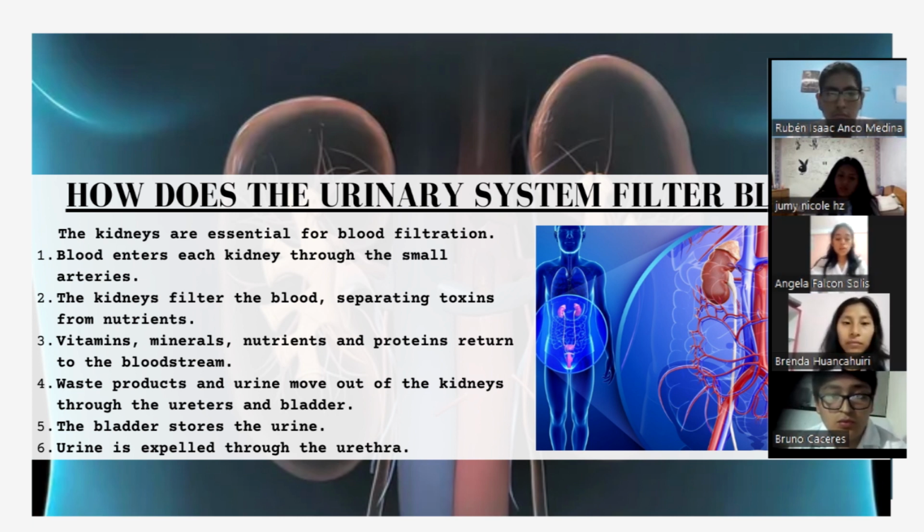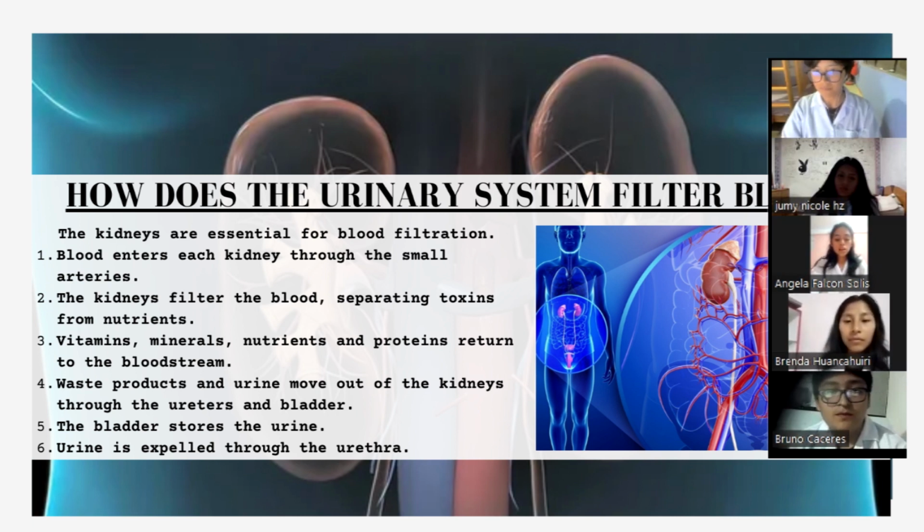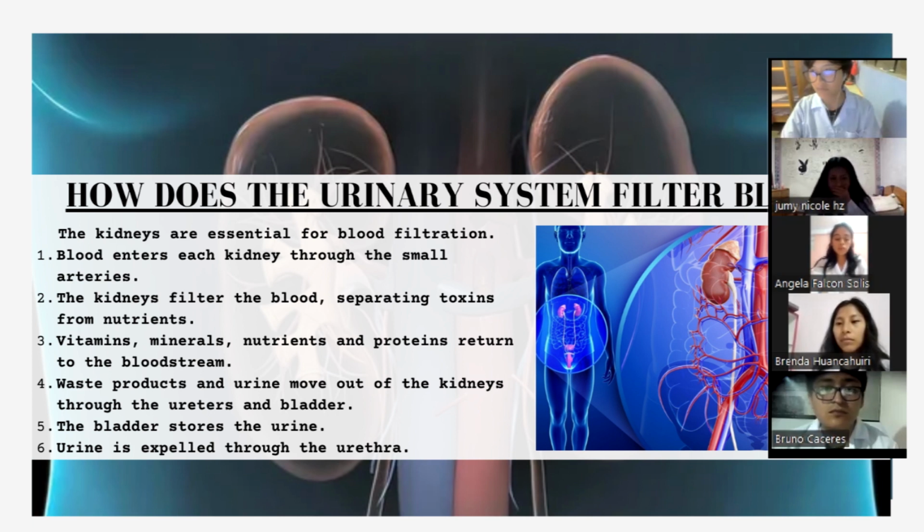How does the urinary system filter blood? The kidneys are essential for filtration. Number one, blood enters each kidney through the small arteries. Number two, the kidneys filter the blood, separating toxins from nutrients. Number three, vitamins, minerals, nutrients, and proteins return to the bloodstream. Number four, waste products and urine move out of the kidneys through the ureters and bladder. Number five, the bladder stores the urine. And number six, urine is expelled through the urethra. Next.